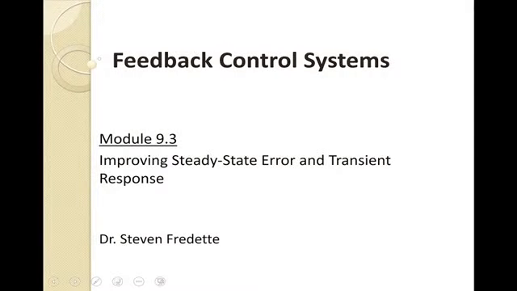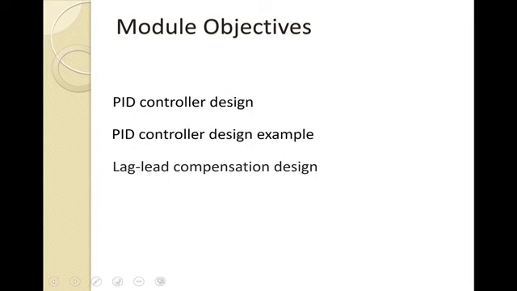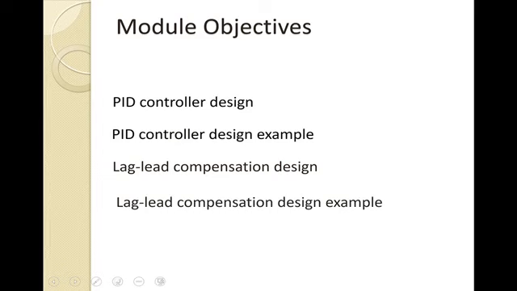This is Module 9.3, Improving Steady-State Error and Transient Response. The objectives of this module are to review PID controller design, so this is proportional integral derivative. Then we'll look at a design example for a PID. Then we'll switch into lag-lead compensation, look at one of the examples for the lag-lead, and finally discuss a notch filter for a certain class of systems as a different form of compensator.